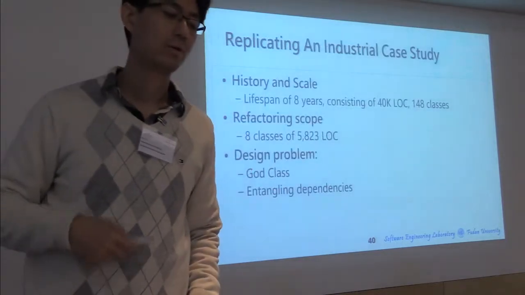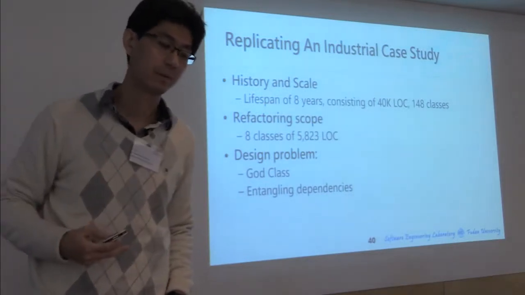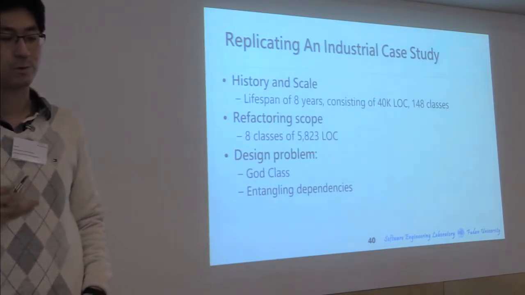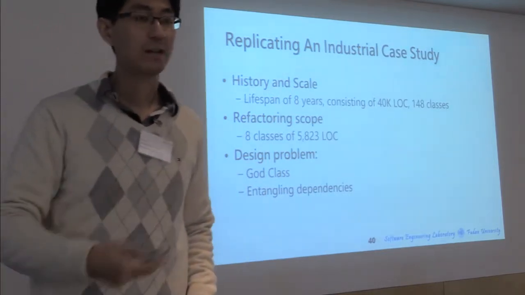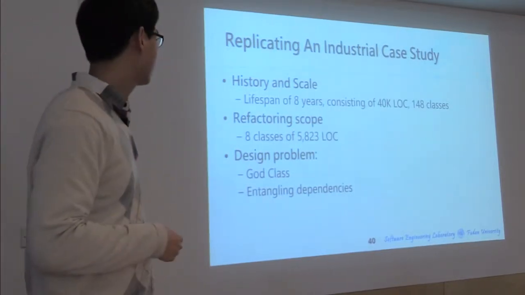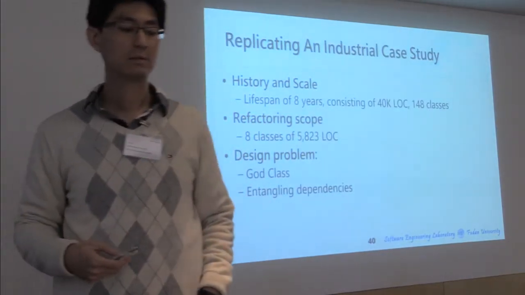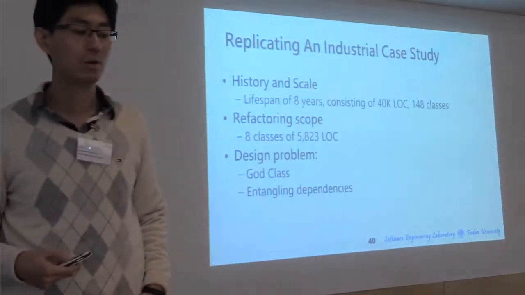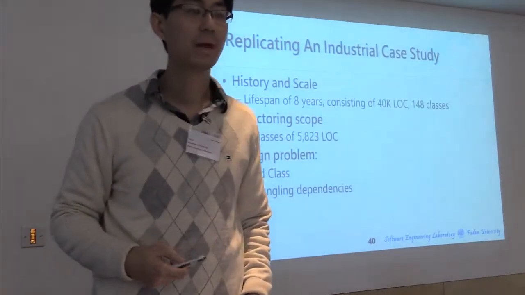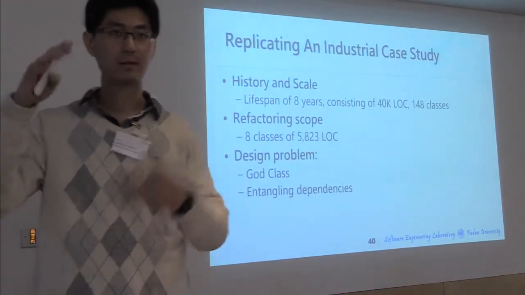In addition, we conducted industry studies. We have cooperations with industry companies, and we help them to refactor their systems. We used Refactoring Navigators to replicate part of the refactoring process. The software system has a lifespan of 8 years and consists of 40,000 lines of code. The refactoring scope consists of 8 classes, which is less than 8,000 lines of code. The main design problem is that it has a lot of God classes, and the dependencies are quite entangling.